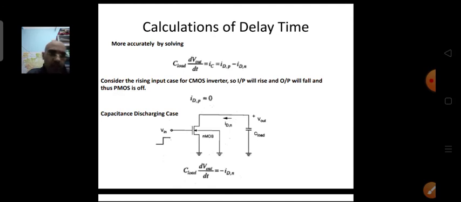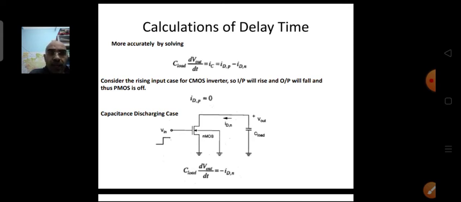So let's say in that case our PMOS will not conduct, so NMOS will conduct because the capacitor is already charged to some value, that is the maximum value. So it is charged to VDD, which we denote by VOH. So ID will be 0 because PMOS will not conduct in this case.